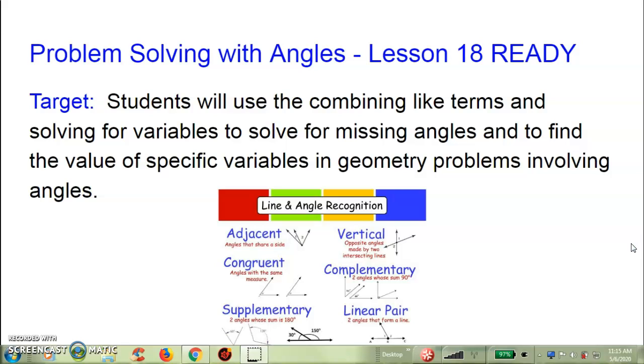Hey everybody, welcome to today's lesson. It's on problem solving with angles, which we've been working on. And for today, this is a culminating lesson. What I'm doing today is taking some problems from the Ready book. But I want you to know that I'm not expecting you to solve these. I'm going to want you to take notes today on what I did to solve them.